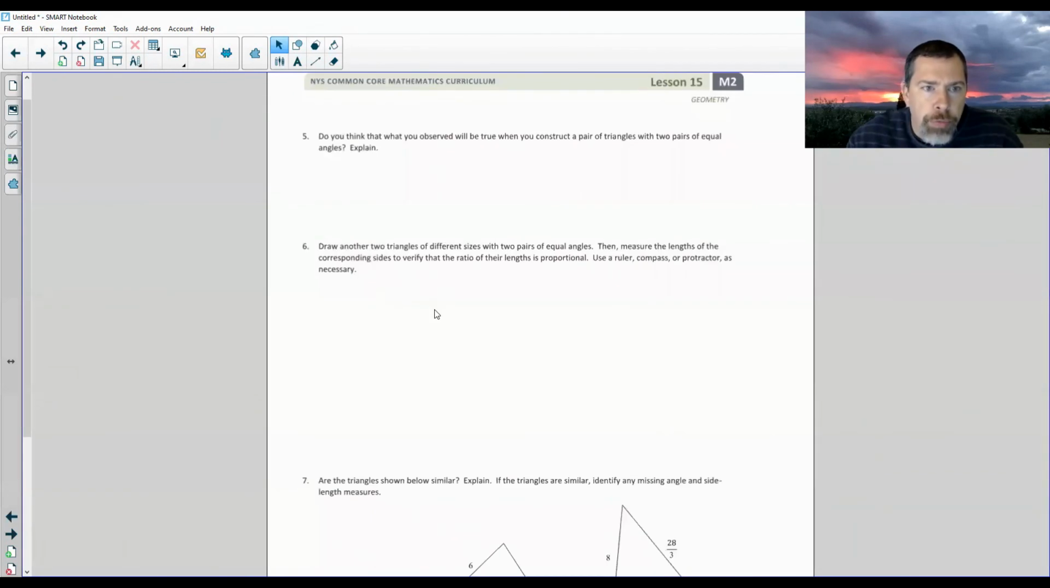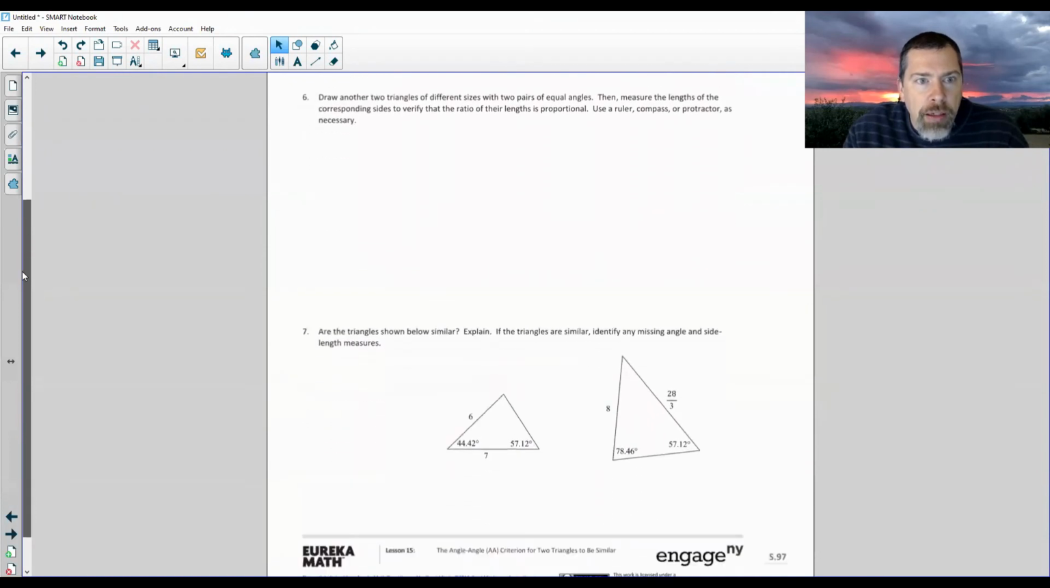All right, page 2, problem number 5. Do you think that what you observed will be true when you construct a pair of triangles with two pairs of equal angles? Explain. Well, I'm going to leave that to you because it's a do you think, so it's a hypothesis before we do the study, and then we'll conclude whether or not your hypothesis is true or not. So I'm not going to do 5. I'm not going to tell you what I think.